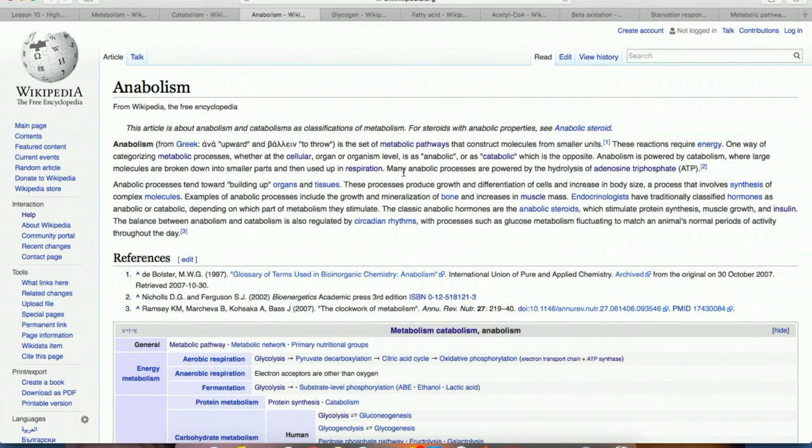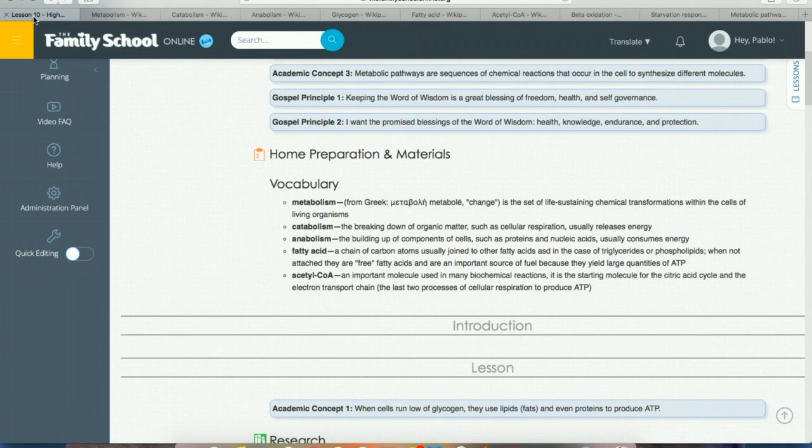Okay. Many anabolic processes are powered by the hydrolysis of adenosine triphosphate, ATP. We studied that. So what this means is that the anabolic processes need ATP in order to happen. Okay, I got it. So now I know about metabolism, catabolism, and anabolism.